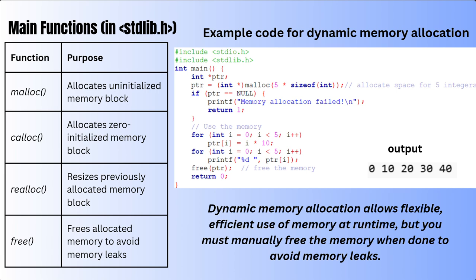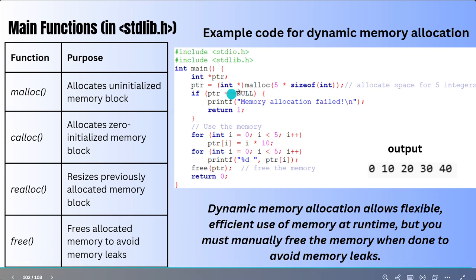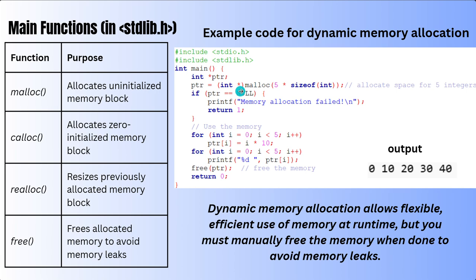And here is a code. So dynamic memory allocation. It is not defined under the stdio.h header file. It is defined under the stdlib header file. In the main function, we are declaring an int pointer, and we are using malloc, the function, with 5 times sizeof int, which allocates the space for 5 integers.